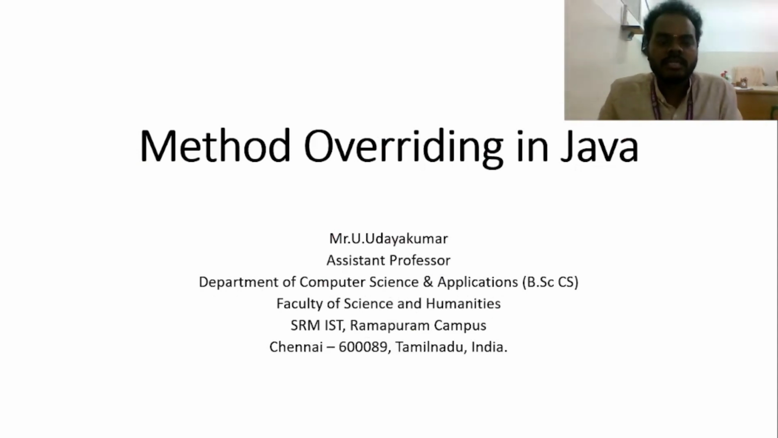Okay, so in this lecture, we are going to discuss what method overriding is in Java. Method overriding is an important concept in Java, and it is achieved using runtime polymorphism. We have two types of polymorphism in Java: compile time polymorphism and runtime polymorphism. Compile time polymorphism can be achieved using method overloading, and runtime polymorphism can be achieved using method overriding.